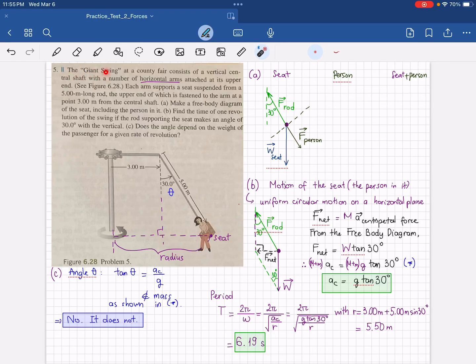The giant swing at the county fair consists of a vertical central shaft with a number of horizontal arms attached at its upper end. Have you ever tried a giant swing before?